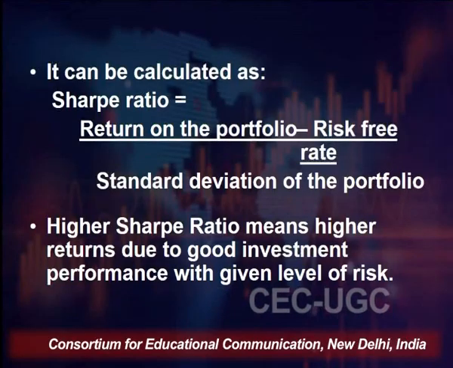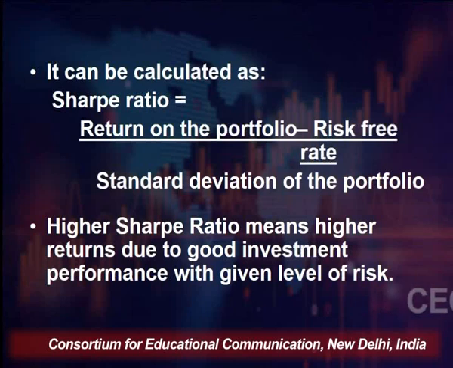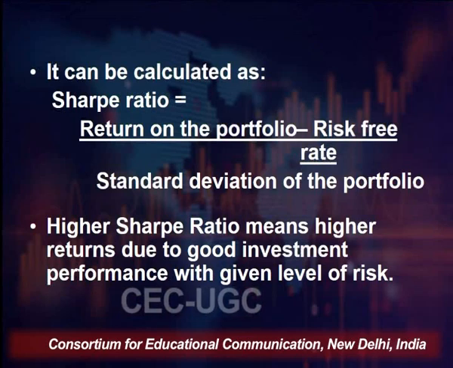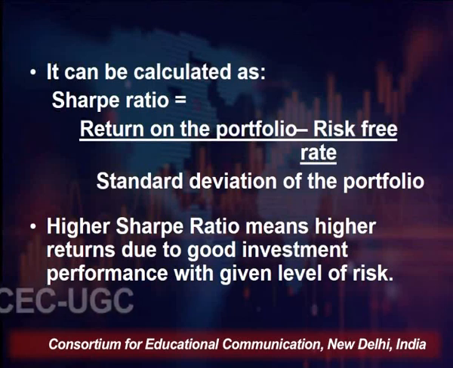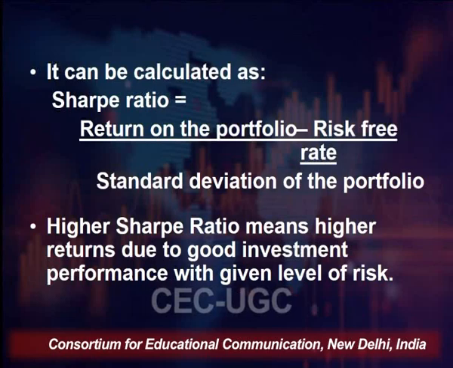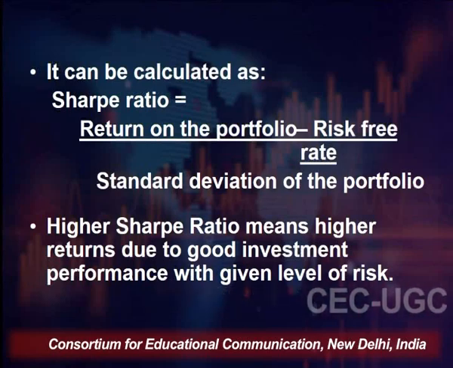Once again I am repeating: the difference between the return of the portfolio and the risk-free return, divided by the standard deviation of the portfolio, will give you the Sharpe ratio. A higher Sharpe ratio means higher return due to good investment performance with a good level of risk. You have assumed risk, but you have got higher return, because risk is measured by standard deviation. In the denominator you have taken risk, and in the numerator you have written how much extra return you have got over and above the risk-free return.